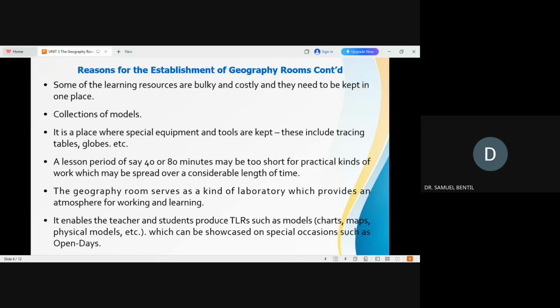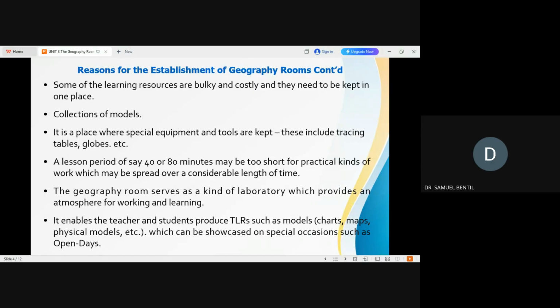If other groups are coming in and the work is left there, they may tamper with the practicals or the colleagues' works.